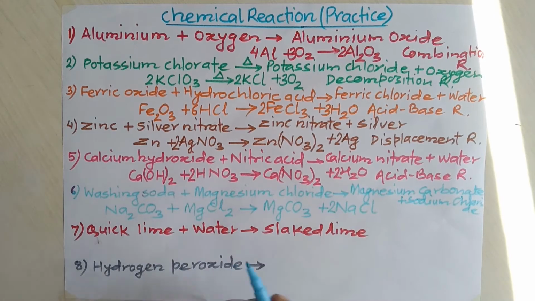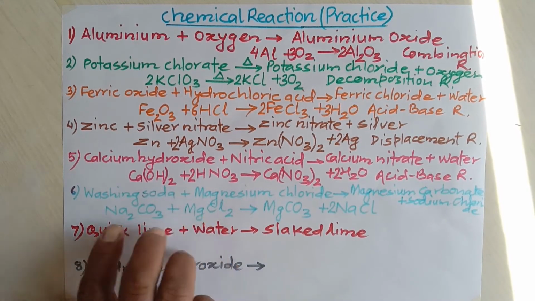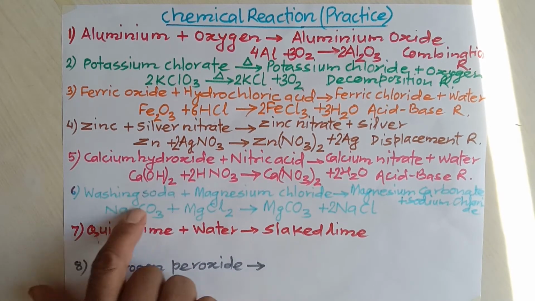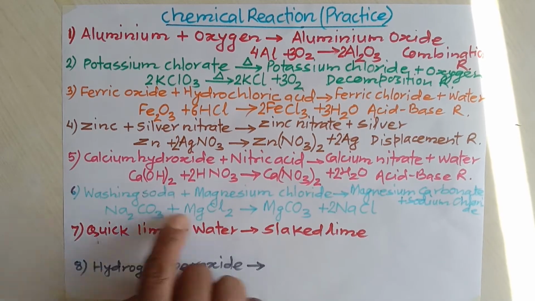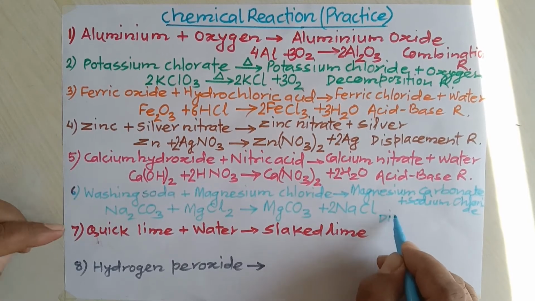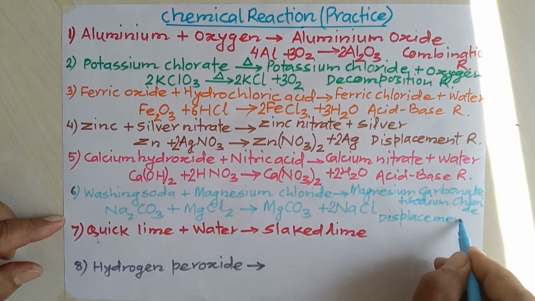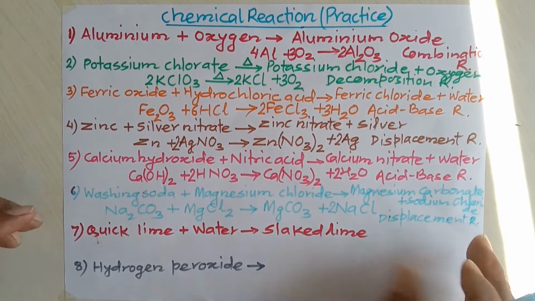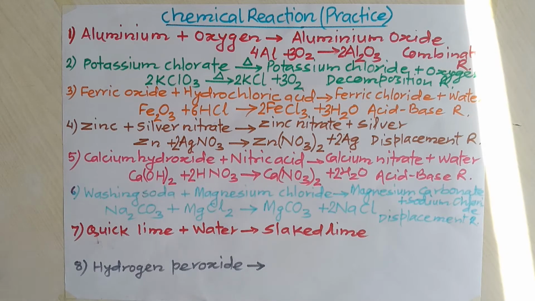It is double displacement reaction, because one of the elements of one compound is displaced by another element, and again the other element of another compound is displaced by the second element of the second compound. That's why this is double displacement. So we can say just displacement. If you are told to differentiate double or single, then you can say double displacement. Now question number 7.